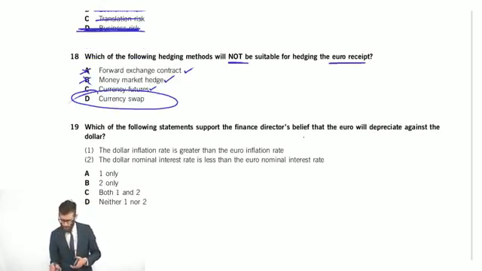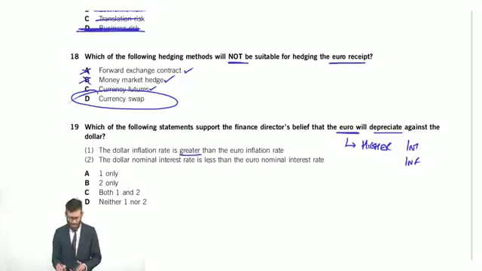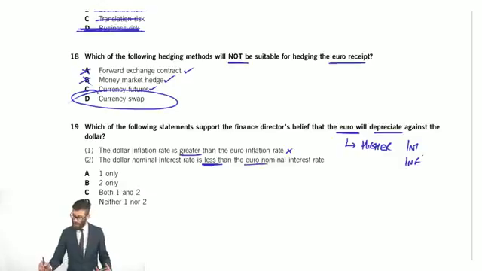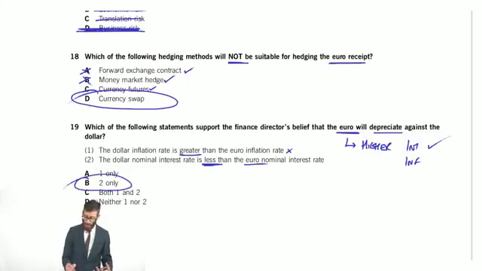Which of the following statements supports the finance director's belief that the euro will depreciate against the dollar? Now this is testing your purchasing power parity theory. The euro will depreciate if the euro has higher interest and inflation. The dollar inflation rate is greater. Well, no. That will mean that the euro will strengthen, so it cannot be this one. The dollar nominal interest rate is less than the euro. Yes, because we want it to be higher. So our answer here is B, 2 only.